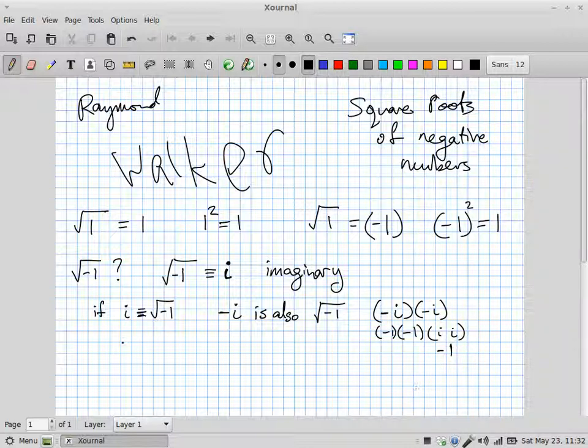So here, I squared equals I times I, which is equal to the square root of minus 1 times the square root of minus 1. When you see a square root times a square root, and it's the same thing underneath, what are you going to get? You're going to get whatever's inside the root, right? Yeah.